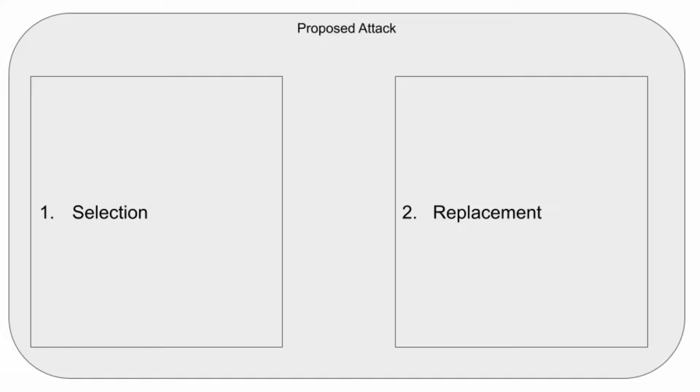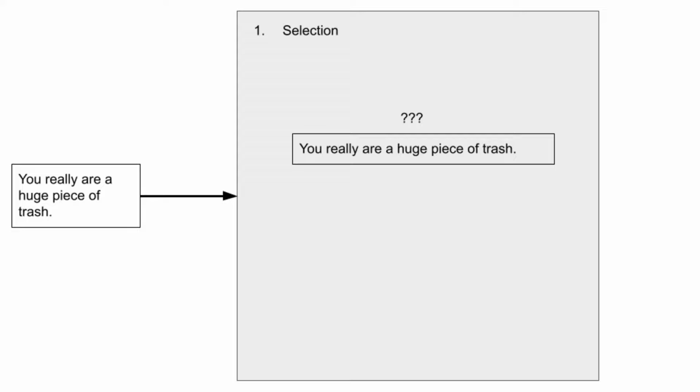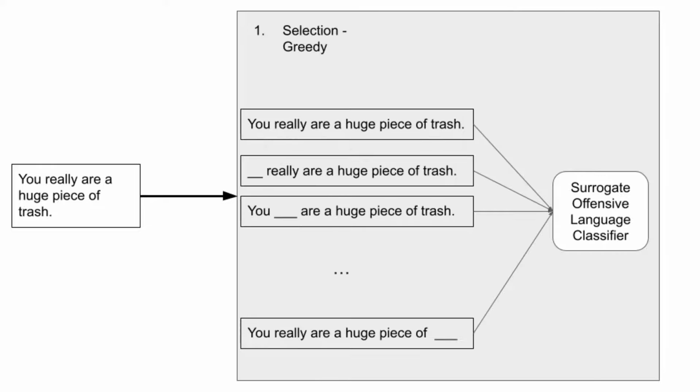Our proposed attack can be divided into 2 main steps, selection and replacement. In the selection step, our goal is to determine which words from the original text should be replaced. We examine 2 approaches for selection, a greedy approach and an attention approach. For the greedy approach, we first remove each word one at a time, but still retain the rest of the text, and get the drop in classification probability for the text from the surrogate classifier. The word with the highest drop in probability is our first choice to replace, and it is set aside. We repeat this process until the label is flipped from offensive to non-offensive.